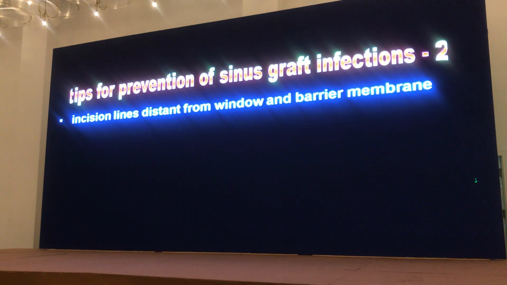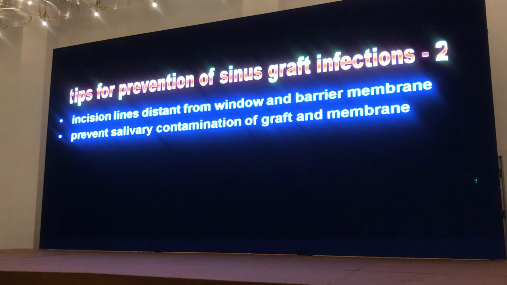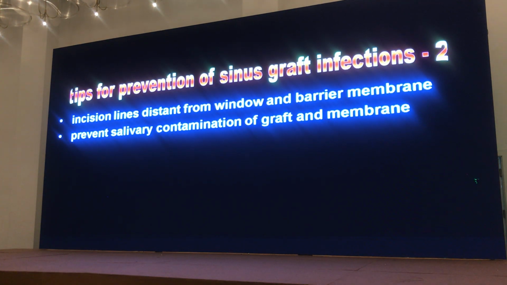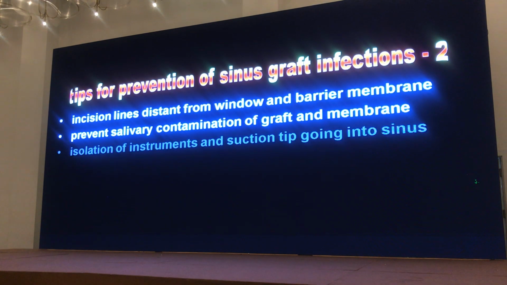Okay, more stuff. Remember we talked about making the incision lines away from the area of the window and away from the area of the membrane. So you have to think about where your window is going to be, and make sure that your incisions are not going to be over it. That's automatically increasing your chance for an infection. If the suture line breaks down over a membrane, that's why ridge augmentations fail. It should never be a problem with sinus grafting. Salivary contamination, we just showed the video on that.